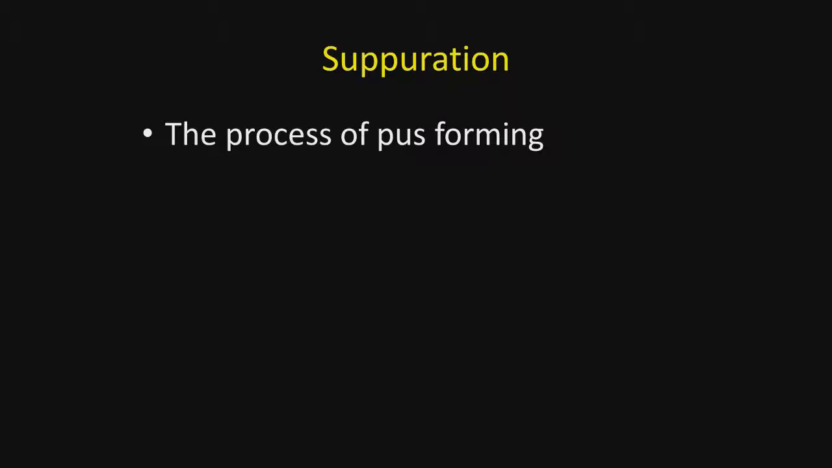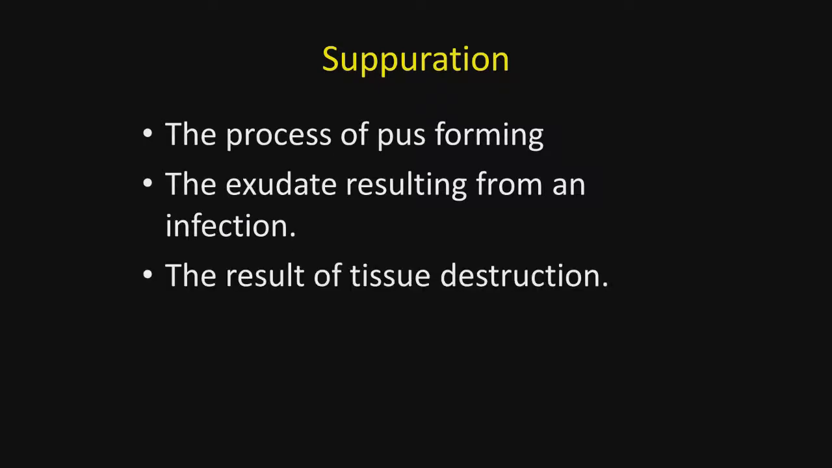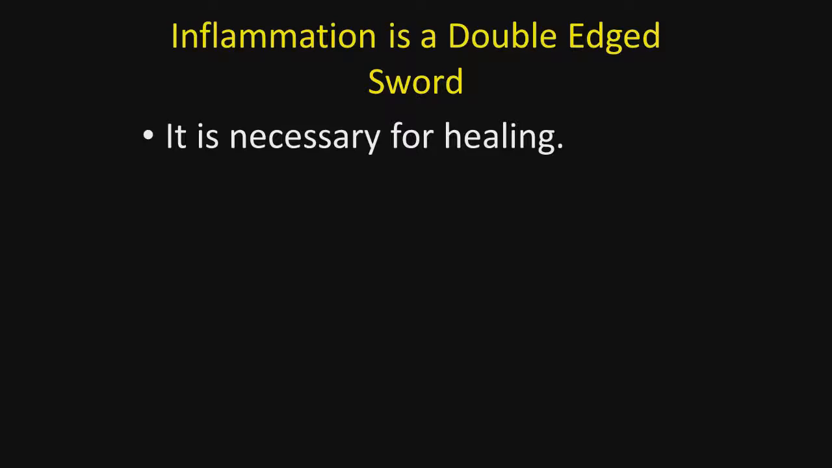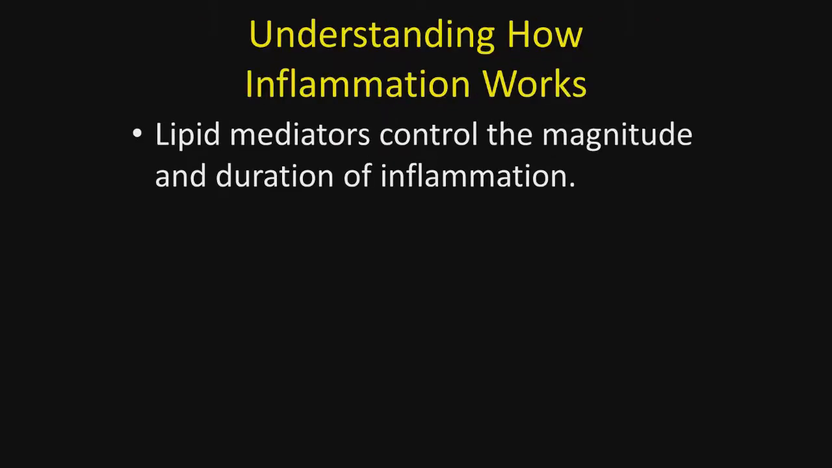Suppuration. Suppuration is the process of pus forming. The exudate results from an infection, and the result is tissue destruction. The difference between inflammation and infection, and I think this is very important. Infection is the cause, whereas inflammation is the body's response. But we must understand that inflammation is a double-edged sword, because if we're going to have healing, we need to have inflammation. By the same token, it also causes tissue destruction.